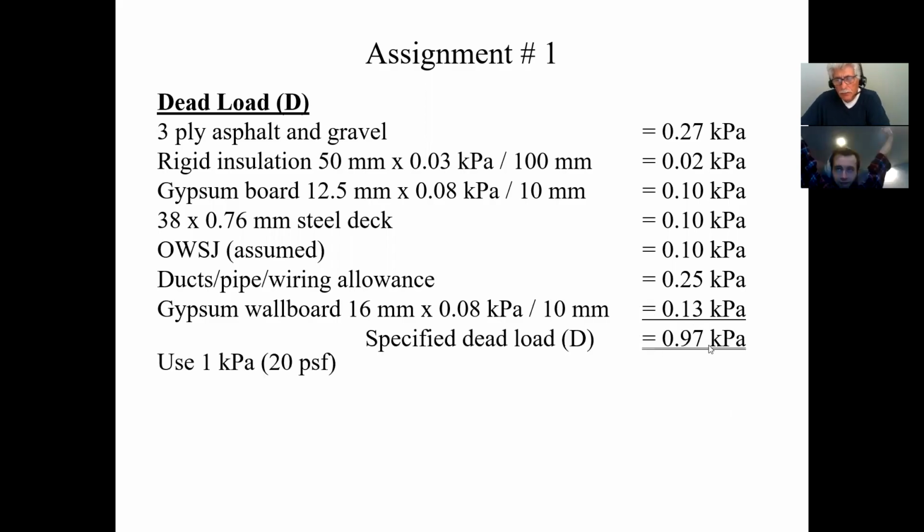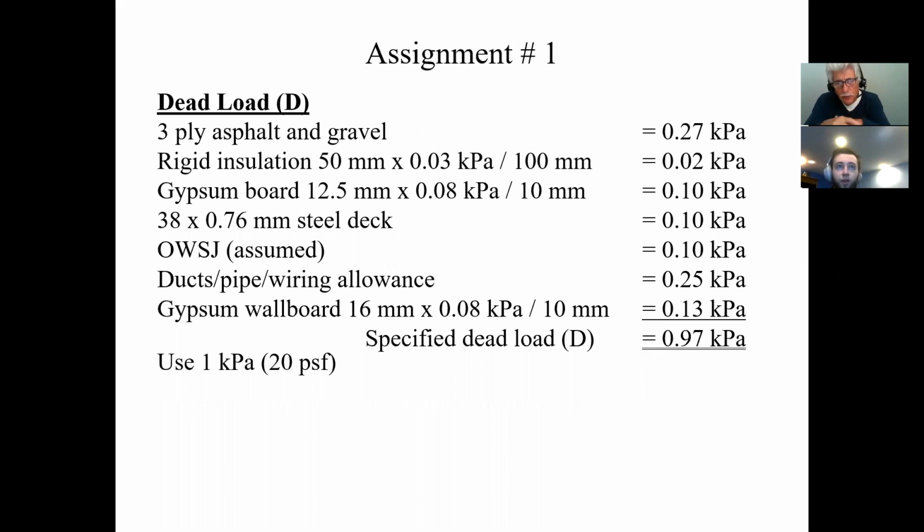And of course, 0.97 is not what you would actually use. You would tend to round this up to 1 kPa. And that's approximately 20 pounds per square foot. And that's a good ballpark figure for what the dead load on an industrial building should weigh.